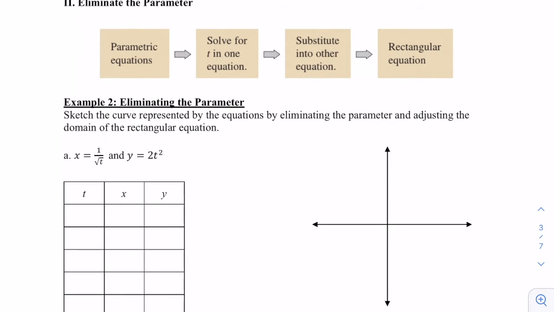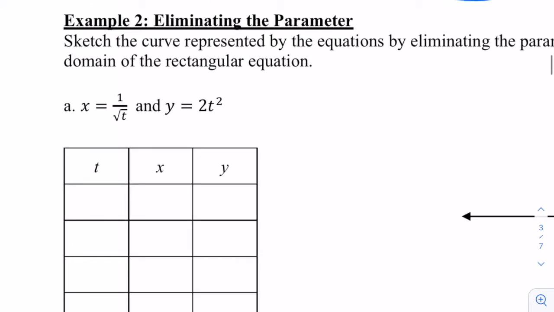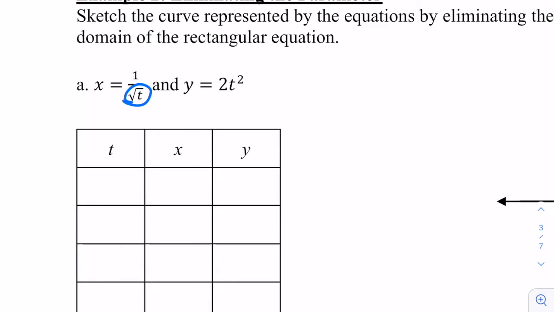For the next set of problems, we're going to eliminate the parameter. So what we want to try to do is write the parametric equation back into a rectangular equation. The easiest steps are just to solve for t in one equation and then substitute it in the other. I want to make a caveat here: be careful to check the domain. So looking at A, this is going to restrict the domain. t has to be greater than 0.